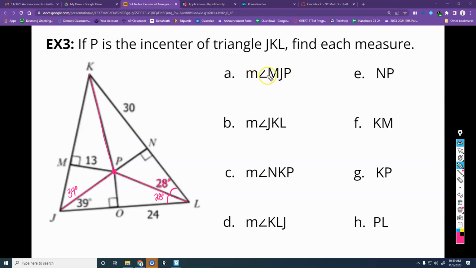So the first angle it asks us for, oh wait, I should also do this. If this side right here is 13, I said on the incenter, that length to the side is the same for all of your pieces. So those should all be 13. This one's 13, because they told us it was 13, and this one's 13. So they ask us for MJP. MJP is right here. It's 39 degrees.